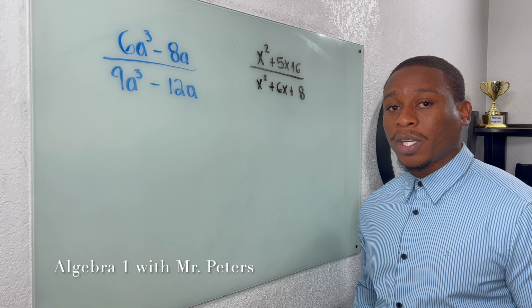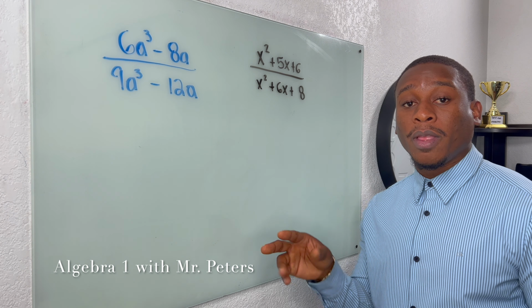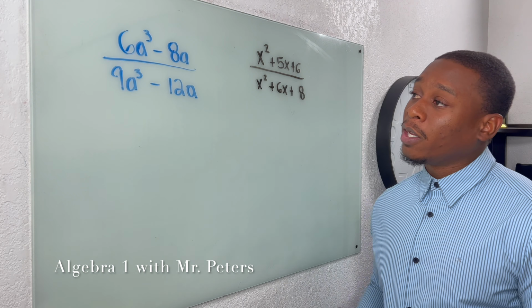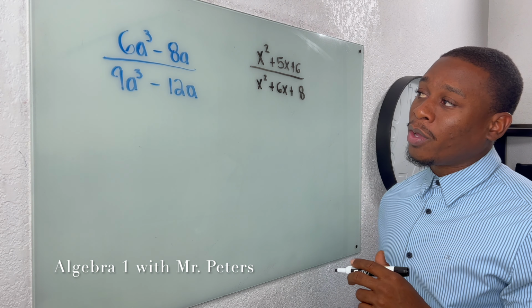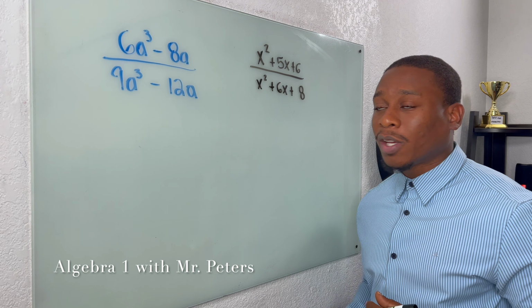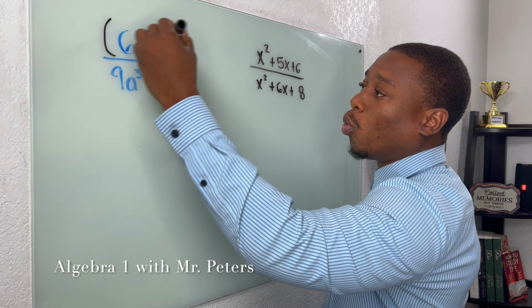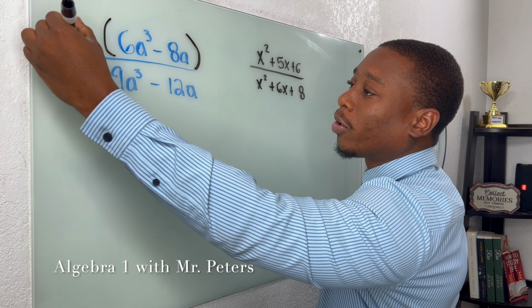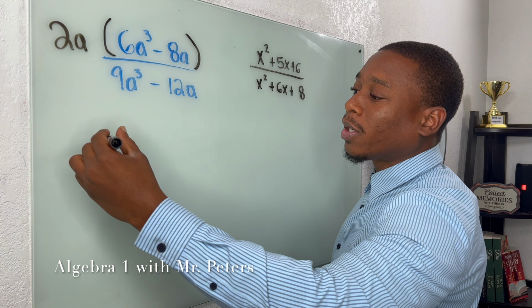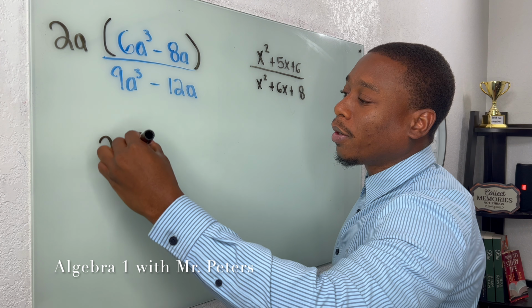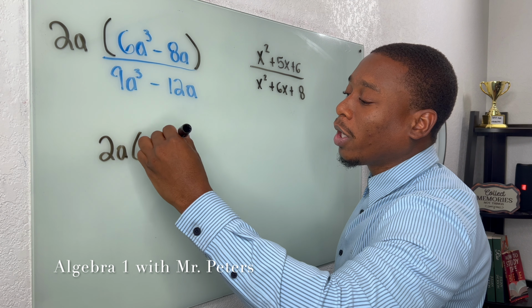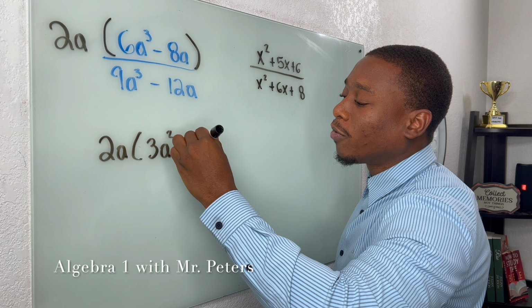So when I teach this subject, guys, there's two very important rules: factor, simplify. So when I look at my first example, I could factor this by a greatest common factor. What I could do to the top is pull out a 2a, and once I do that, we'll have 2a times 3a squared minus 4.